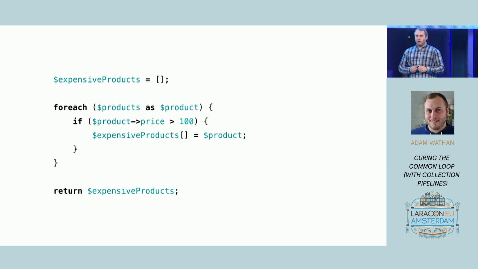Here's another really similar example where we're trying to figure out what are the expensive products in our system. So we start with an empty array, we iterate over the products, and we check to see, is this product more than $100 or 100 euros? If it is, we stick it in the empty array, build that up, and ultimately return that at the end of the day, so we have a new array that's just the products that cost more than $100.